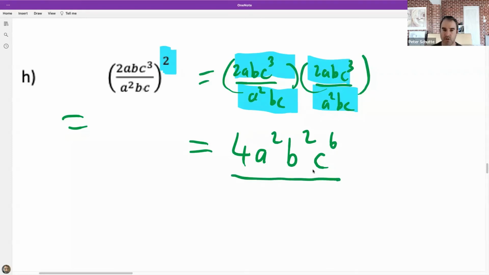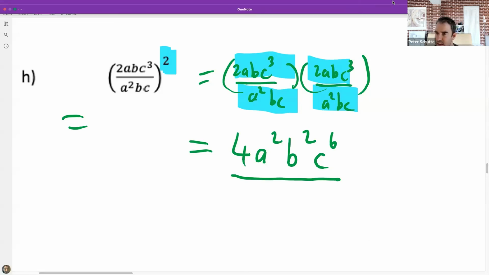I want to vote. Do you understand how I got the top line? If you understand how I got this top line, thumbs up. If you feel very confused as to how I got 4a squared, b squared, c to the 6, thumbs down. Okay, I can see a mixture. Ask yourself, what do you think is going to come next? If I've multiplied the top, how could I repeat this process for the one below? There's quite a few raised hands. Do you want to ask a question?